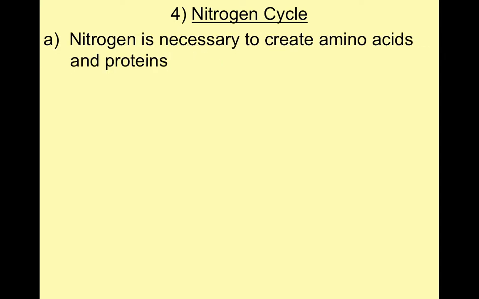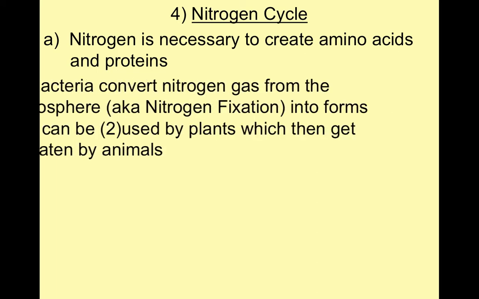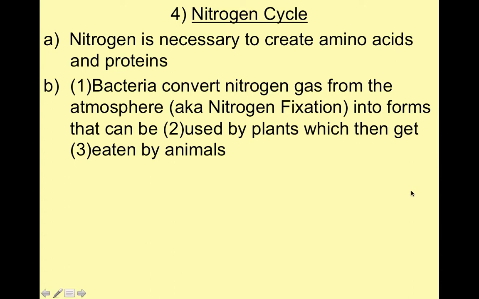All right, the nitrogen cycle is our last thing here. So nitrogen is necessary to create amino acids and proteins. So organisms absolutely have to have that cycling through their ecosystems. And this is a little step-by-step of how that's going to happen. So bacteria will convert nitrogen gas in the air. Most of the air we breathe, by far, is actually nitrogen.